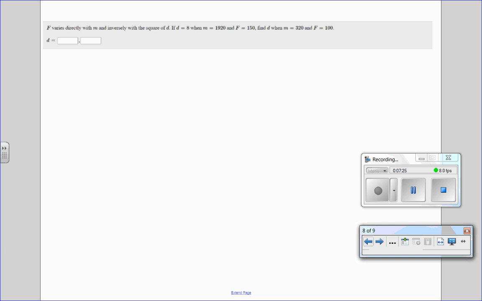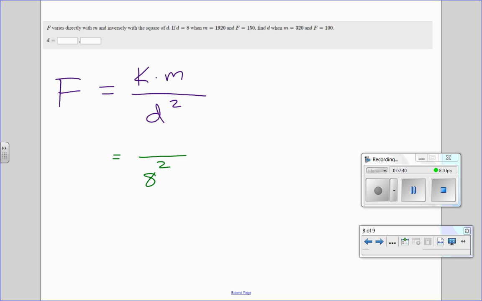F varies directly with M and inversely with the square of D. That's step 1. Step 2, if D equals 8, when M is 1920 and F is 150, pause right there. Let's solve for K. I would multiply both sides by 8 squared, which is 64, and that'll move it over to this side. So 64 times 150 is going to be 9,600.